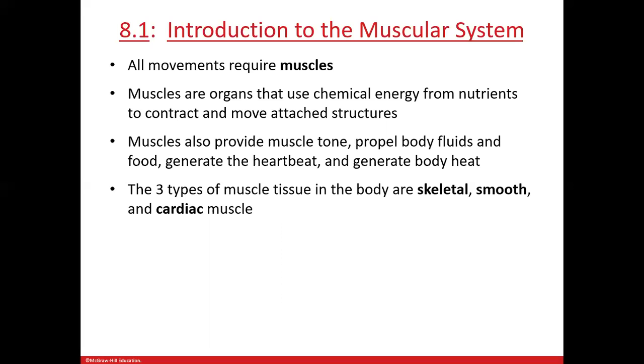There are 3 types of muscle tissue: skeletal, smooth, and cardiac, if you remember back from our chapter on tissues. We're going to focus mainly on the skeletal here, but we will touch on smooth muscle and cardiac muscle a little bit, and we'll get to cardiac a little bit more when we talk about the cardiovascular system.